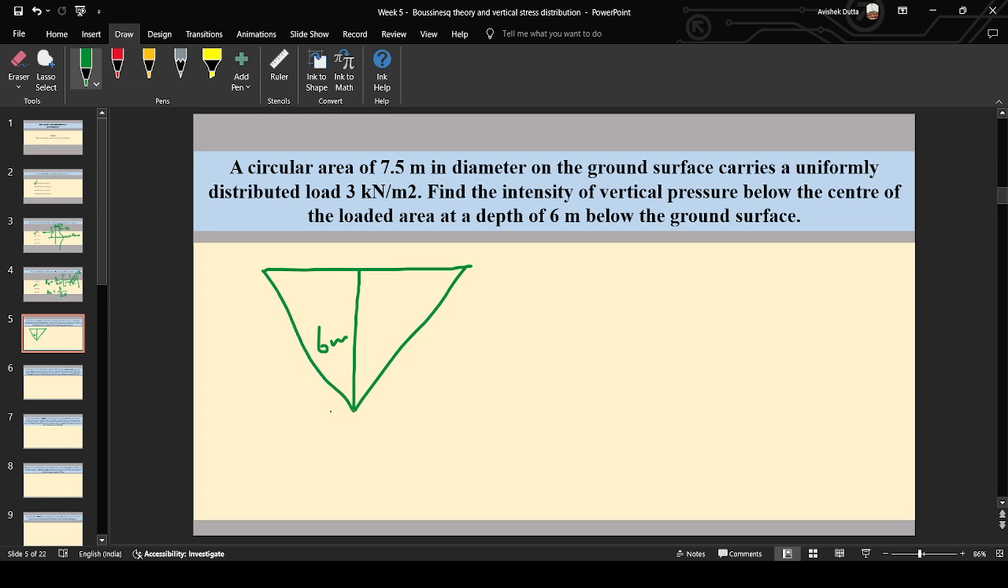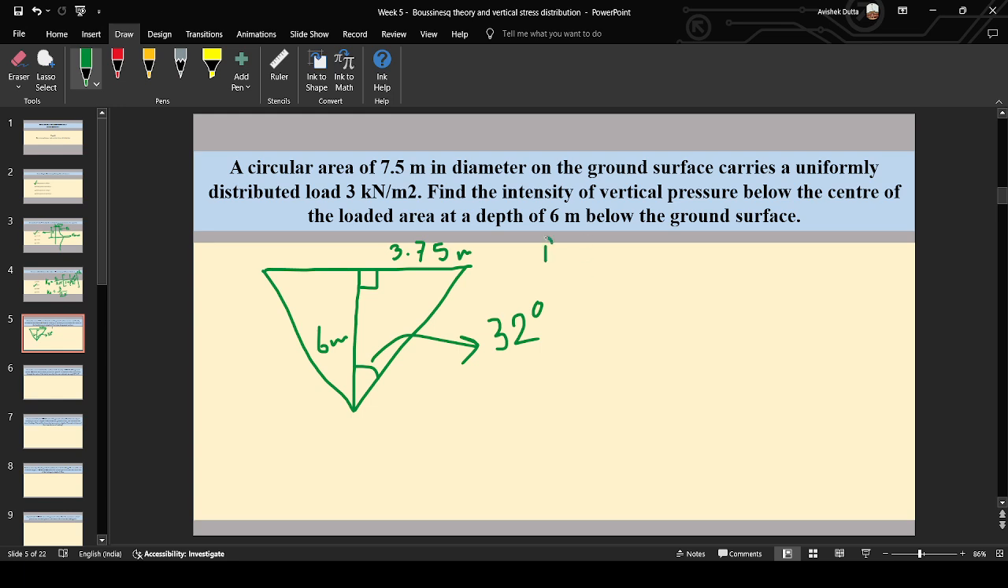The radius will be how much? Radius will be 3.75 meter. And in this geometry, this is 90 degree. So the value of this angle, if you solve this using simple trigonometry, you will be getting as, I think, 32 degree. Okay.